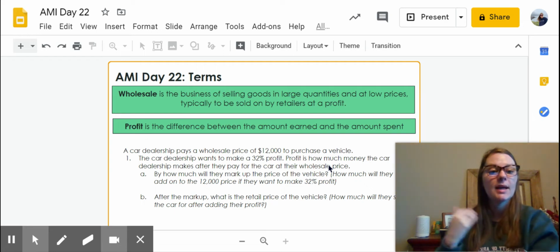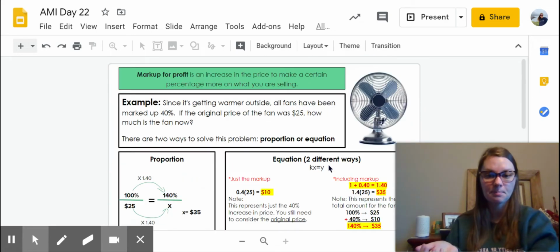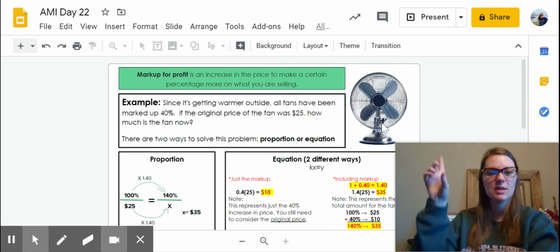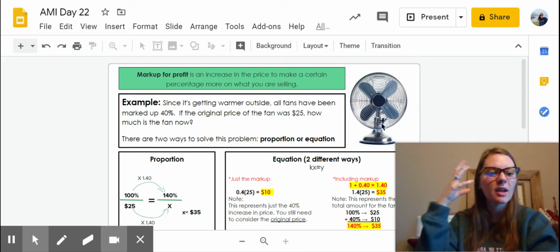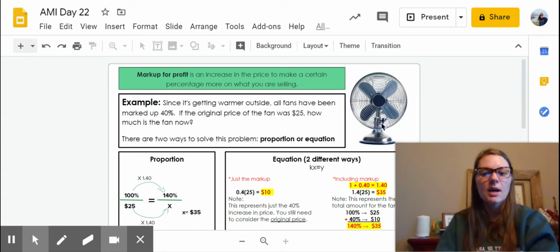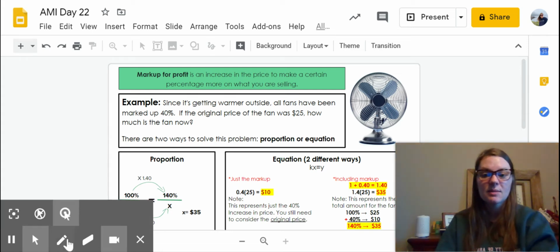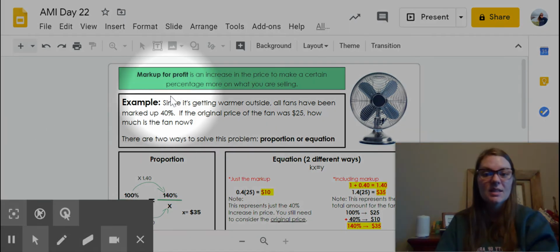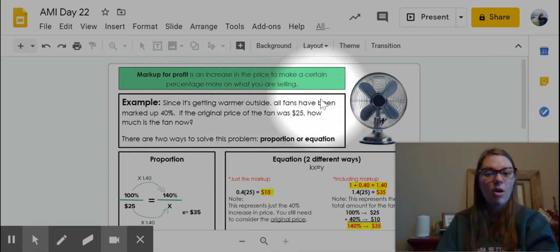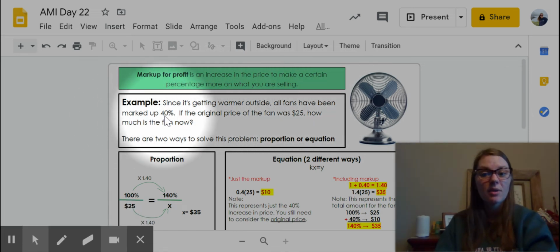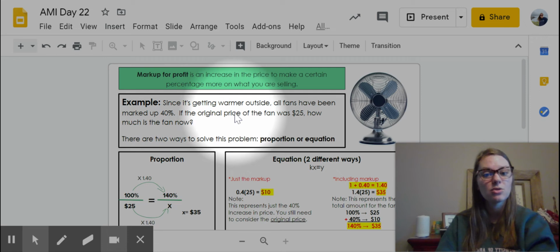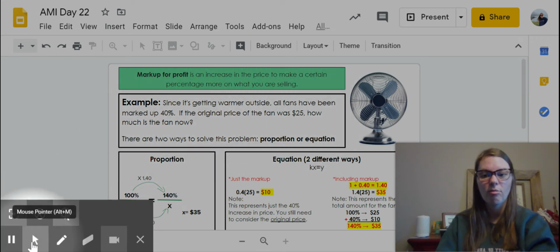So we're going to look at an example about a fan. A fan like this, it can be a ceiling fan, whatever fan image comes to your mind. The example says, since it's getting warmer outside, all fans have been marked up 40%. If the original price of the fan was $25, how much is the fan now?